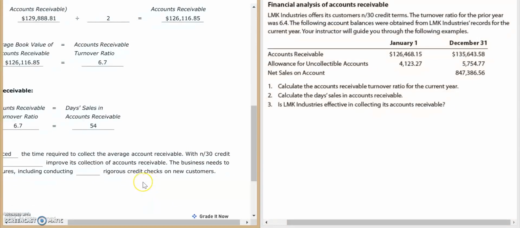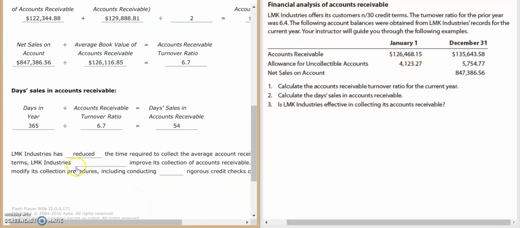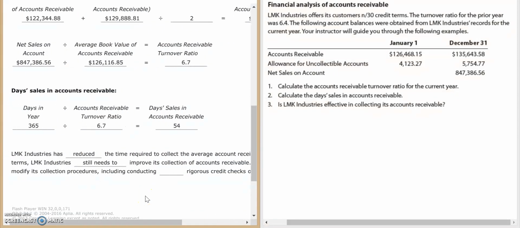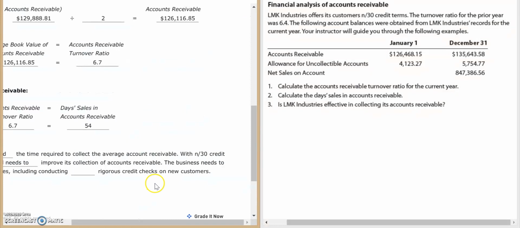It says we have N30 credit terms. LMK Industries, though, still needs to improve its collection of accounts receivable because if you remember from the lecture, it said on average, how long should we be turning that over? If you remember, we're shooting for every 30 days, okay? Because it says we should have 30 days to collect our credit, and we're at 54, okay? So still not great, but better than it was in the past.